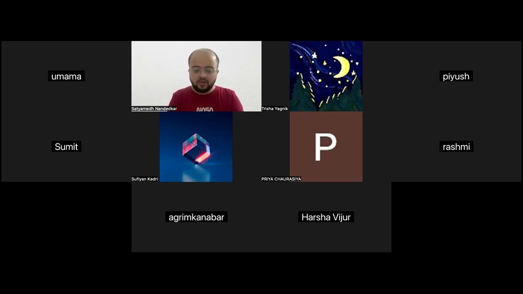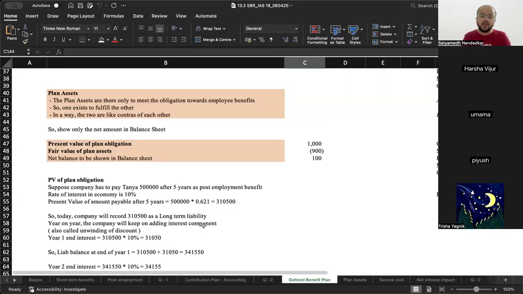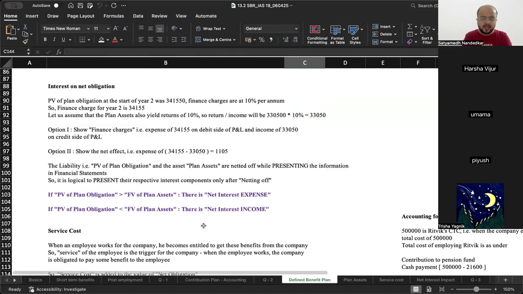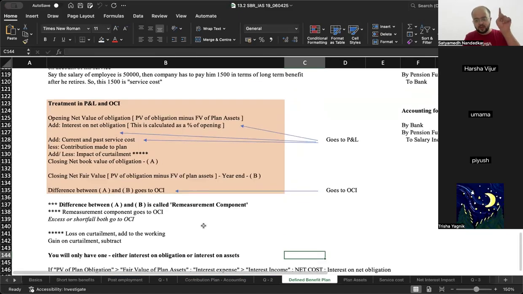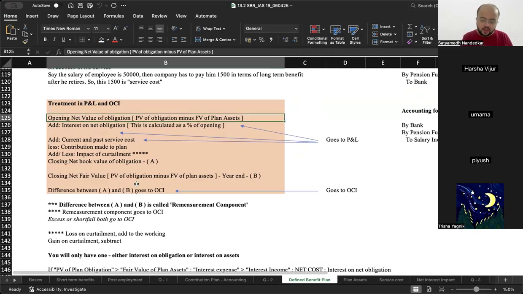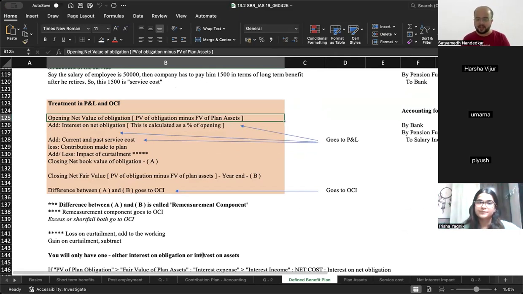Now, at the start of the year and at the end of the year, you will remeasure everything to fair value. So in the exam, this is what you have to keep in mind. You start with the opening net value of obligation. How do you start with that? The calculation would be PV of obligation minus fair value of plan assets. Again, this figure will be given to you in the question.